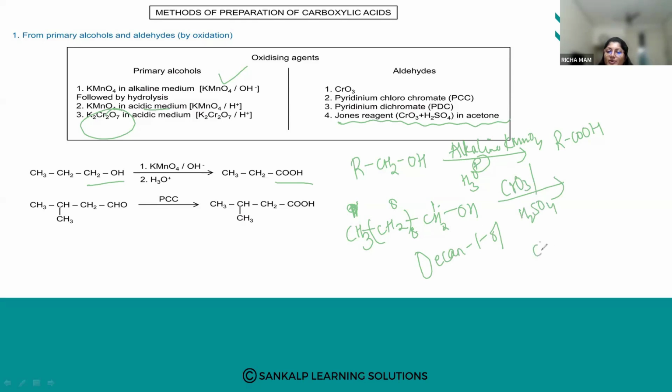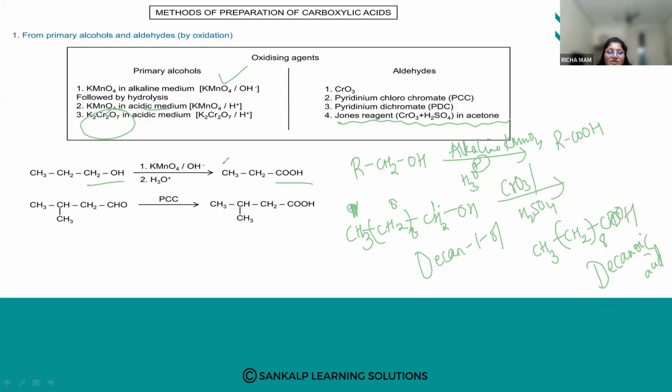What am I going to get? I'm going to get CH3 (CH2)8 COOH. So this is the answer. I'm going to get decanoic acid. So like this, we are going to do the oxidation.